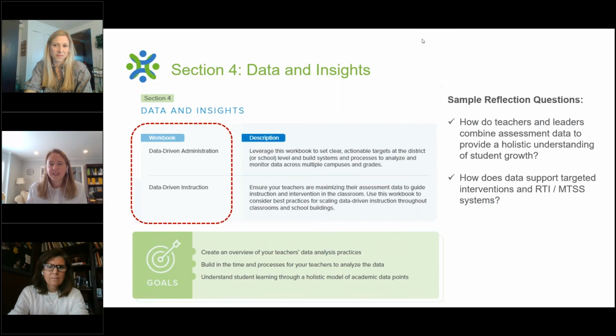But it's really creating that culture of data should be a comfortable thing to talk about, rather than I don't want to show anybody my scores. I don't want to talk about it. I want to put it away in the drawer and never look at it again, and kind of move on.